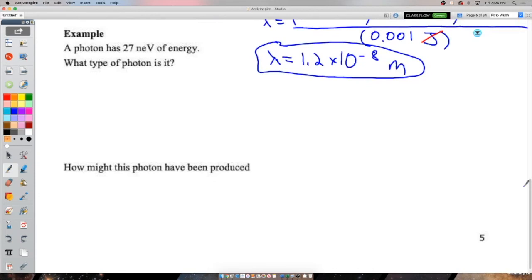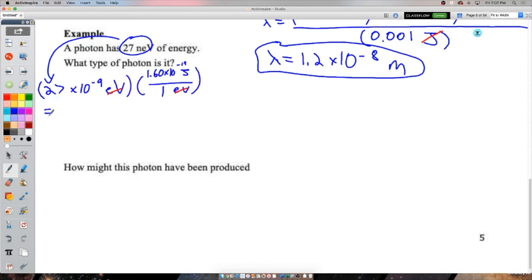A photon has 27 nano electron volts of energy. What type of photon is it? First things first, as soon as you see that, kind of like kilometers per hour in physics 20, you should probably think about converting it. And we're going to have to here because we're going to have to use Planck's constant. Now that you've seen a couple energies in electron volts, what do you think this is? Do you think this is a high energy wave or a low energy wave? Do you think it's closer to radio or closer to gamma? I'm going to let that sit, see what we get in the end.